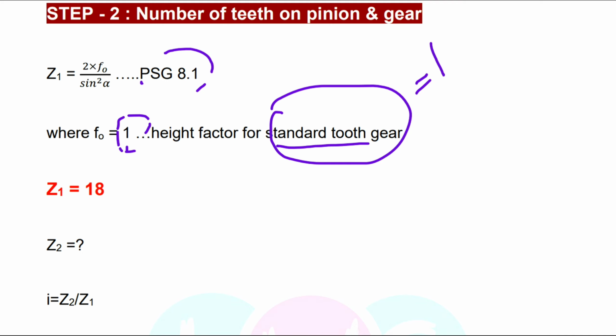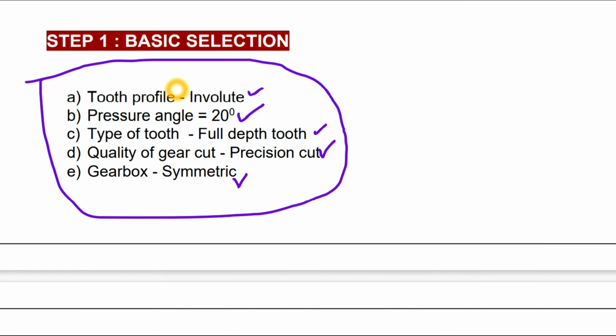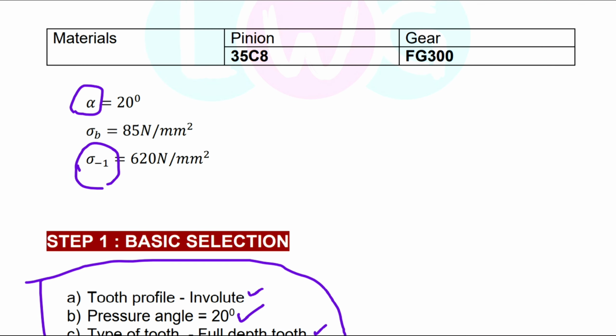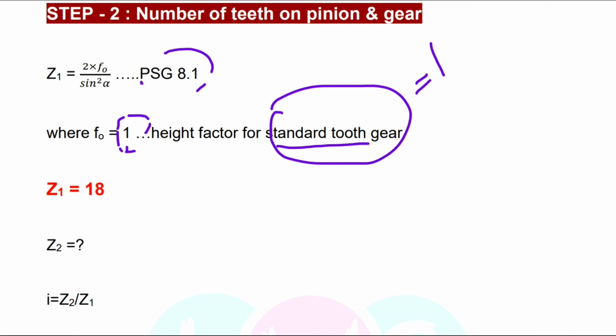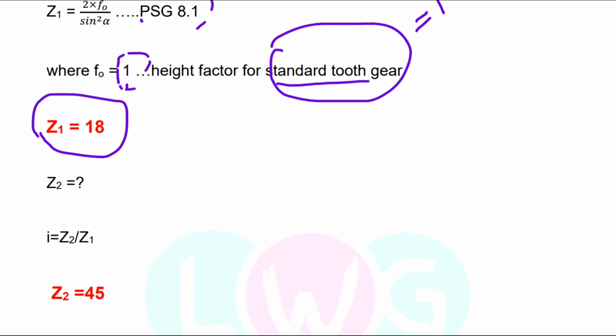Sine square alpha value is given in the question, which is the pressure angle of 20 degrees. So alpha will be 20 degrees, and after solving this we get the value of Z1, which is 18. As we get the value of Z1, we move to the next step and find Z2.